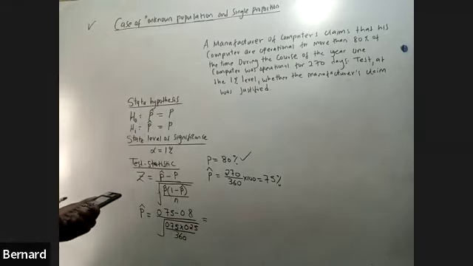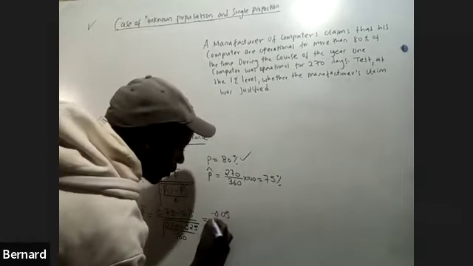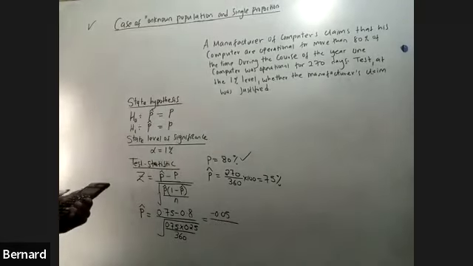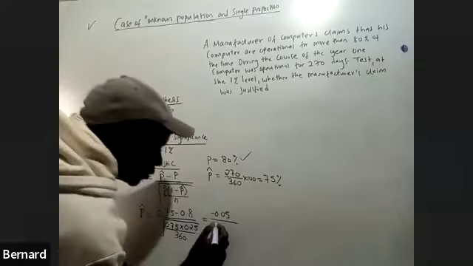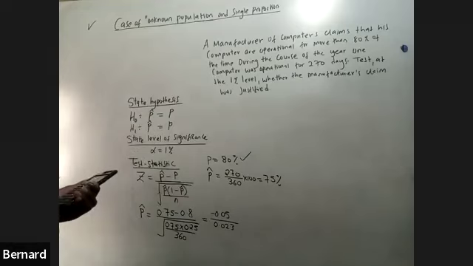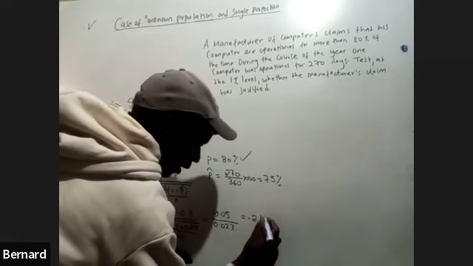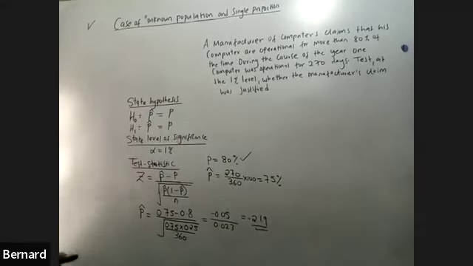So we can find that: 0.75 minus 0.8, which is minus 0.05, over the square root of 0.75 times 0.25 divided by 360. The square root of the answer is 0.023. Then minus 0.05 divided by that answer is minus 2.19. That is our Z.